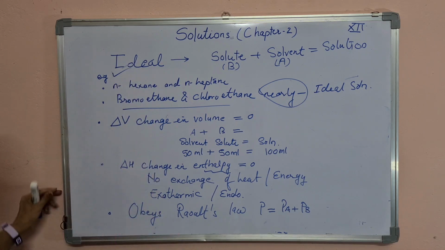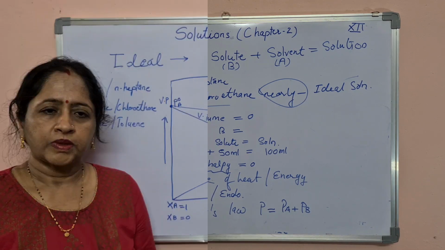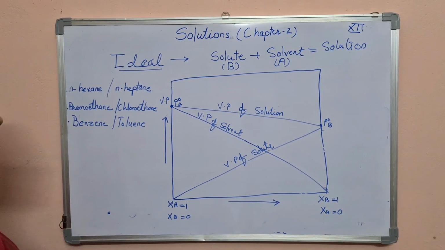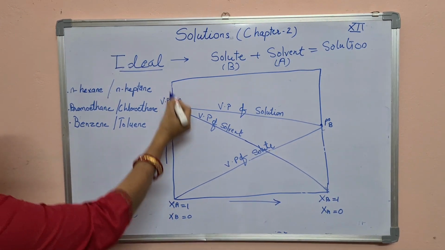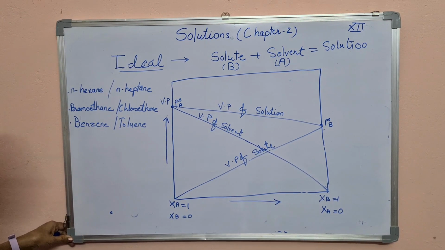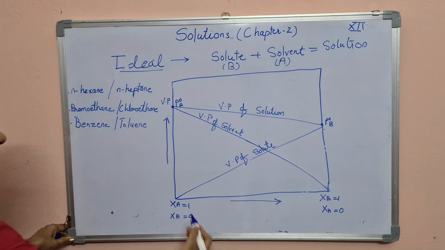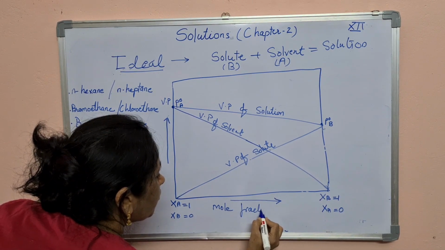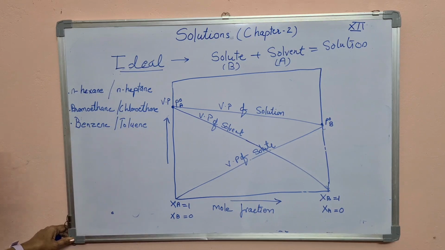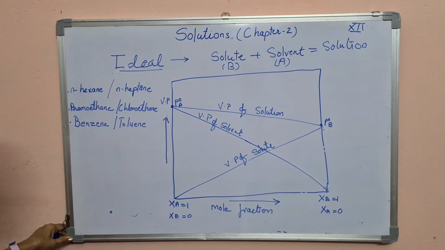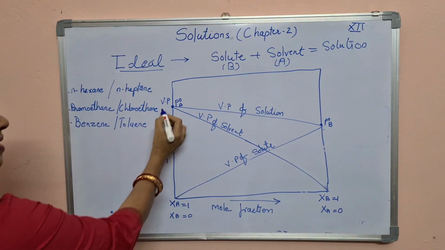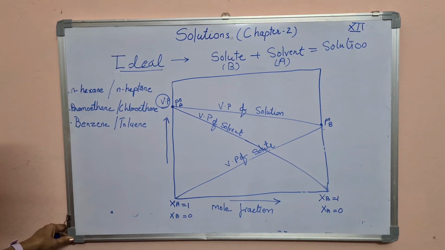So this ideal solution, now I am going to explain to you with the help of a graph. Now we are going to see the behavior of ideal solution, as I told you the conditions of the ideal solution, with the help of the graph. So on the x-axis I am mentioning mole fraction of solute and solvent in the solution. And on the y-axis, the vapor pressure of the solution.